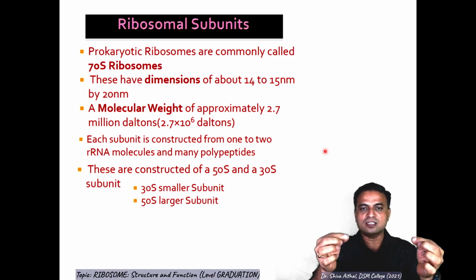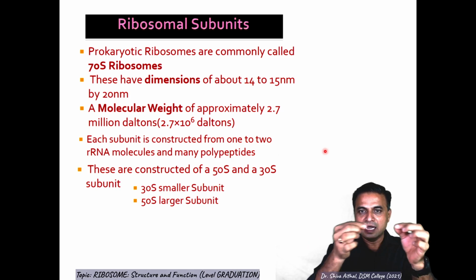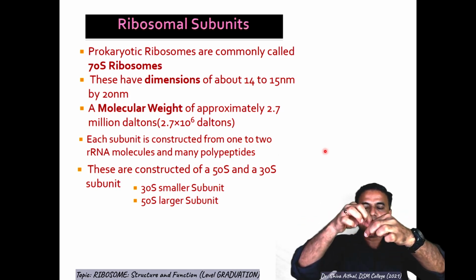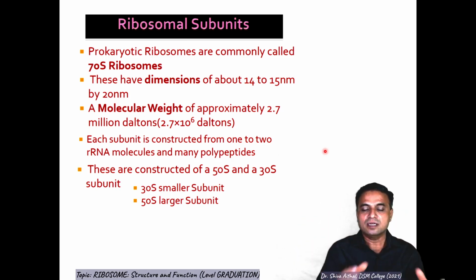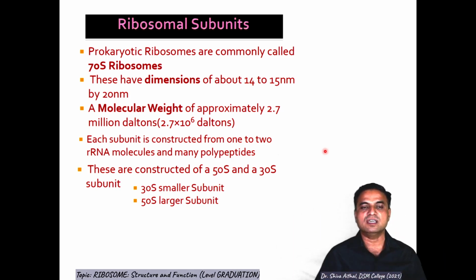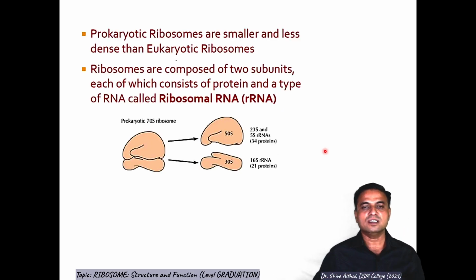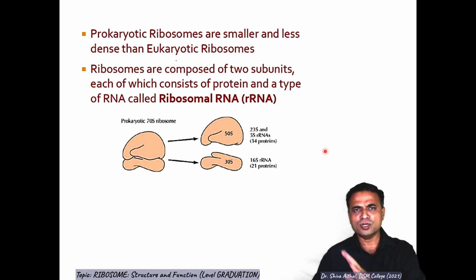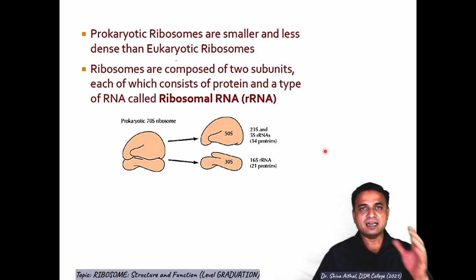Each subunit is constructed from one or two RNA molecules. In the RNA, the ends will have homologous joining, they will join. Same with the 50S, the ends will join, and then there are some proteins associated with it. They are constructed of 50S and 30S, which join. 50S is the larger subunit, 30S is the smaller subunit. Prokaryotic ribosomes are smaller and less dense than the eukaryotic ribosomes. Ribosomes are composed of two subunits, each of which consists of protein and a type of RNA called ribosomal RNA.